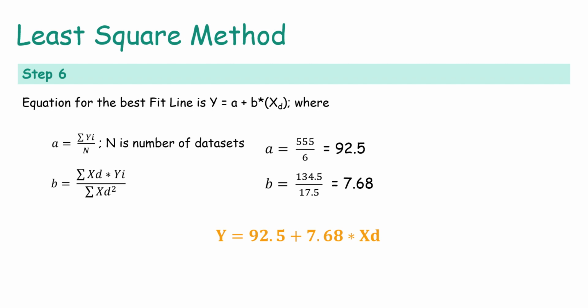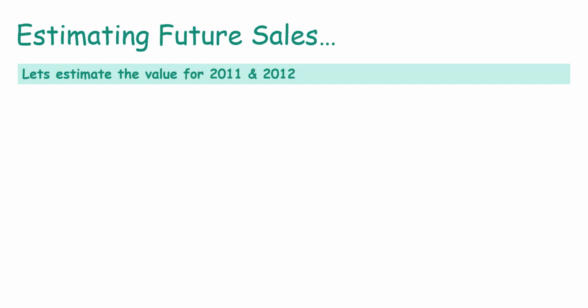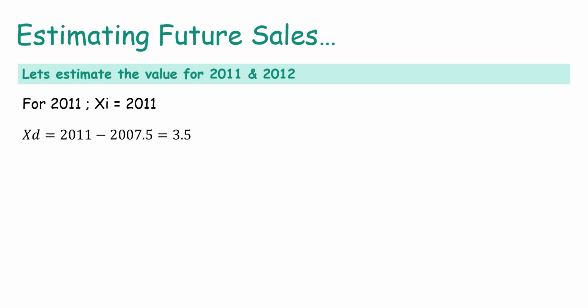Now how do we predict the future data? Now let's say your company wants to estimate the value of sales for the year 2011 and 12. So for 2011, xi will become 2011. But if you look at the equation closely, what you need is xd. So xd is computed using xi minus x average. So you have xi is 2011 minus 2007.5, which is equal to 3.5.